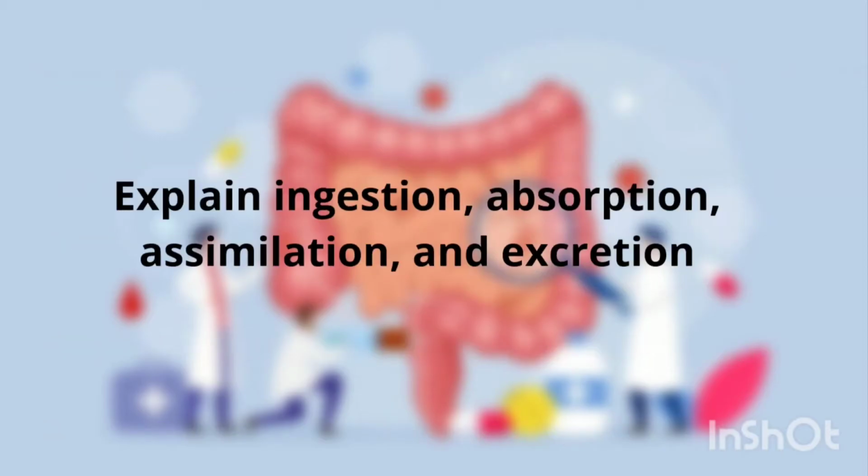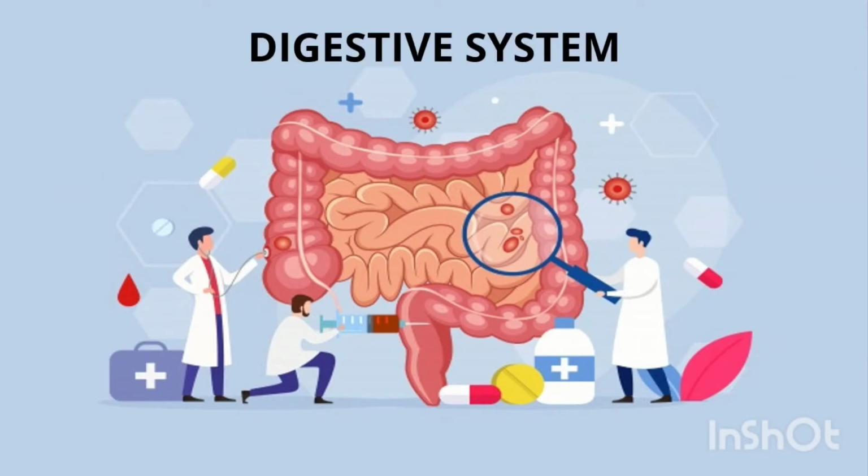On this video lesson, we will talk about ingestion, absorption, assimilation, and excretion. Specifically, we will be discussing the human digestive system and how nutrition takes place in humans. We will take a close look at the digestive system and the processes involved in it.